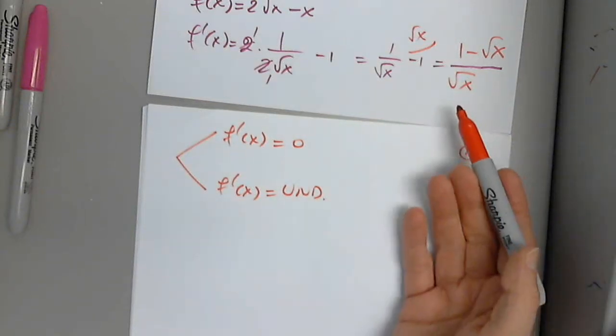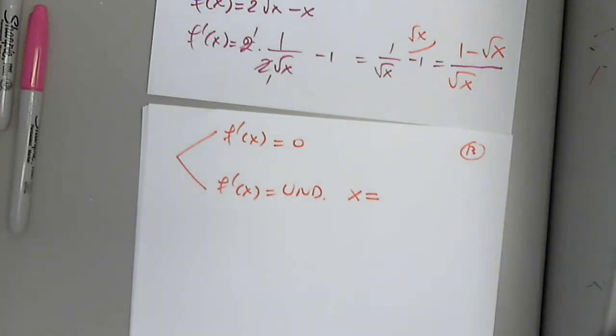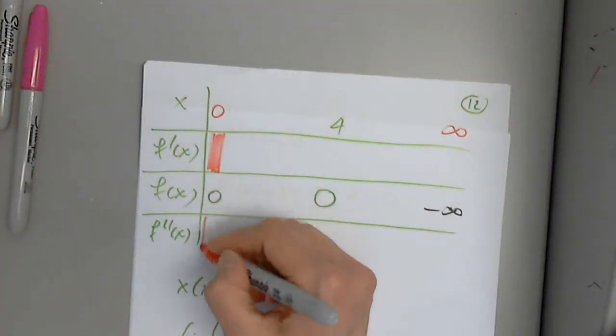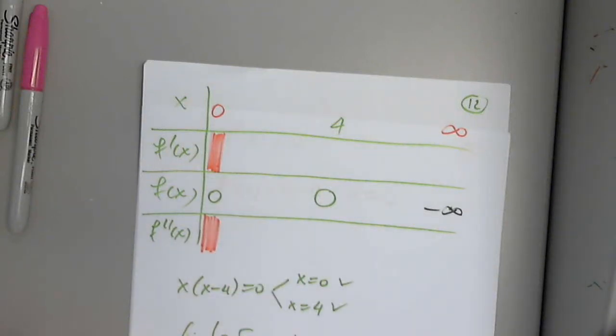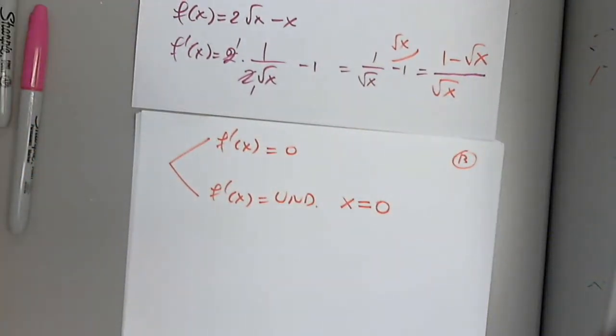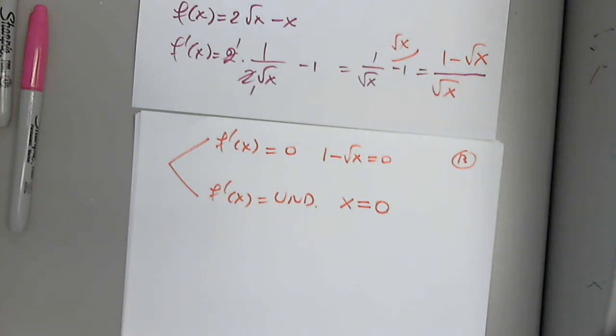So first of all, where is this undefined? Yes, but I'm not interested in less than 0. I'm interested in 0. So this function is undefined at 0. The derivative is undefined at 0, so the first and the second derivatives will be undefined at 0. Good. So now I'll set equal to 0. Which piece could be 0 if the fraction is 0? The numerator. Very good. So then I have to solve the equation 1 minus the square root of x equals 0.